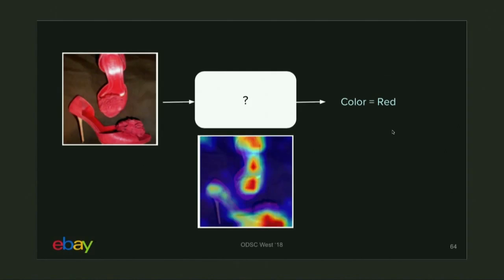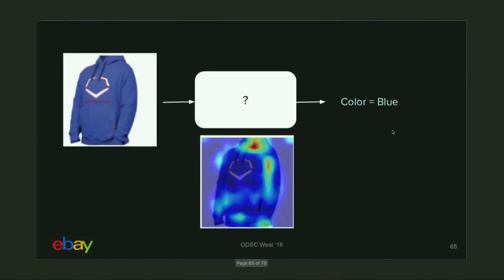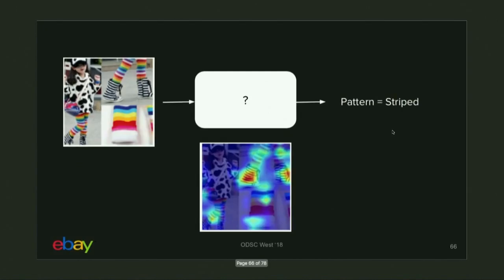And it goes beyond brand, right? For example, if you train a neural network to predict colors, in this case it's red color, you can see this red heat map is all over the image where you see the red color, right? And in this case, blue, it also hones on the blue color. In this case, it's not as well distributed because we are also trying to predict another aspect, which is hoodie. So it's kind of getting confused.